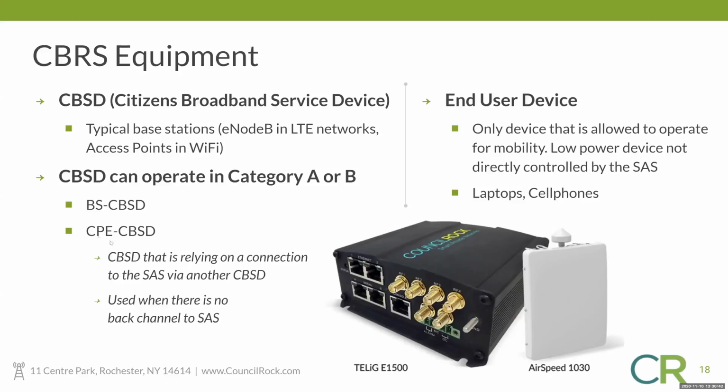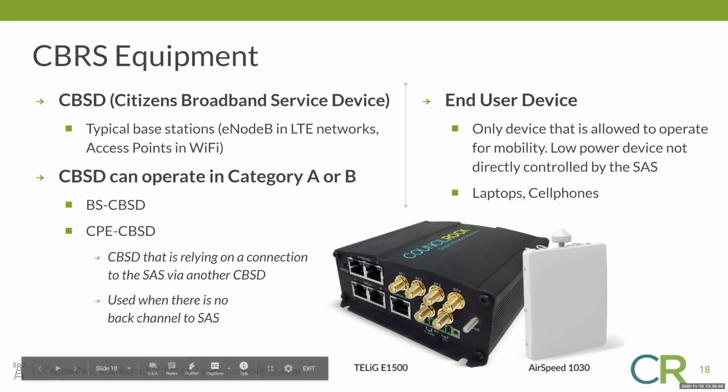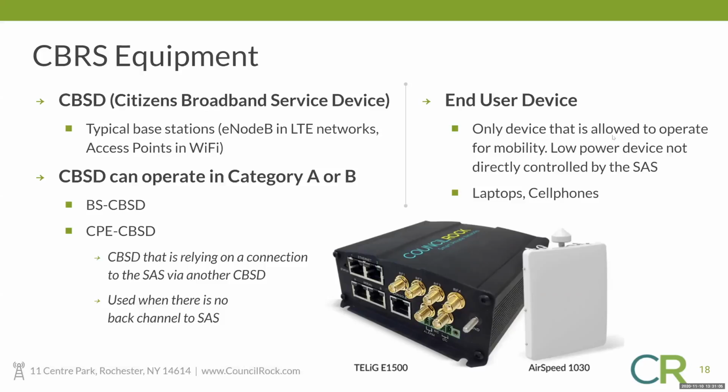So you have the CPE connecting to the eNodeB, but because this is a CBSD, this CBSD has to have connectivity to the SAS, but the way to connect to the SAS is going to be through the eNodeB. So that's why it makes the difference. And then the end user device is the only device that is allowed to operate for mobility. It's a low power device and is not controlled by the SAS.